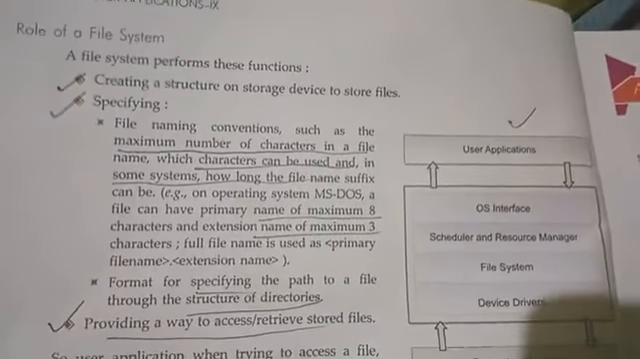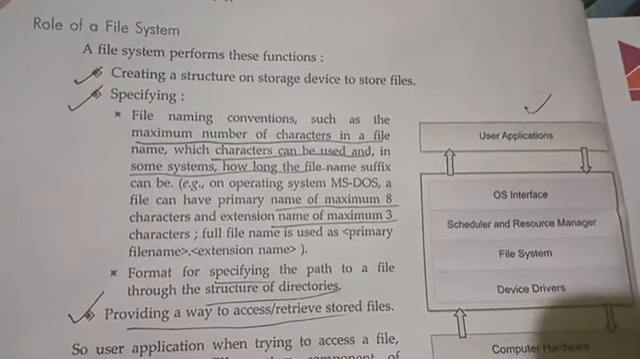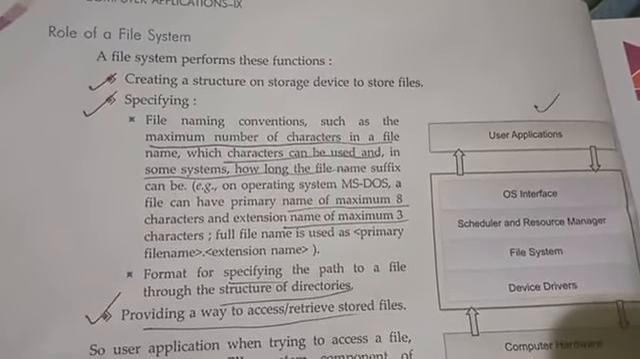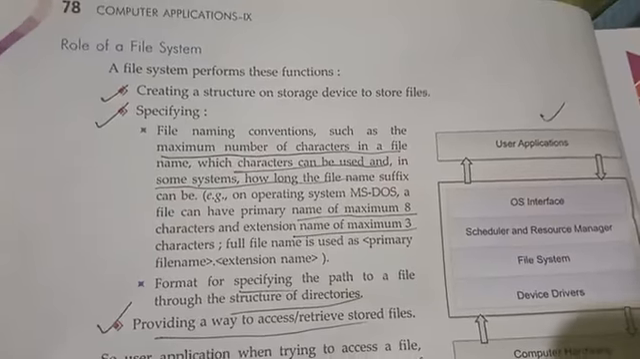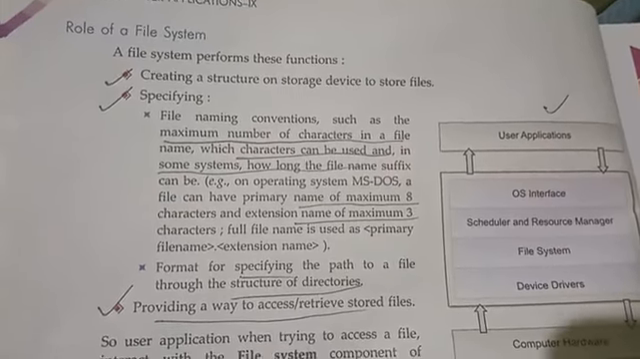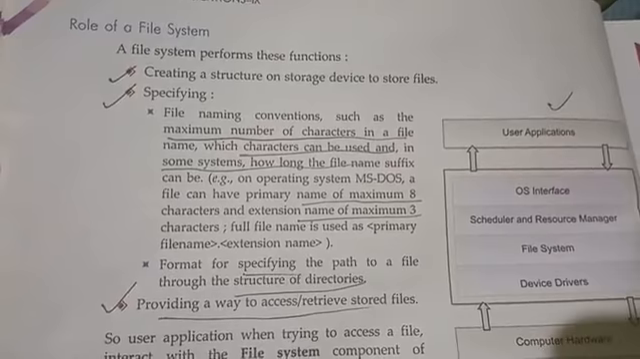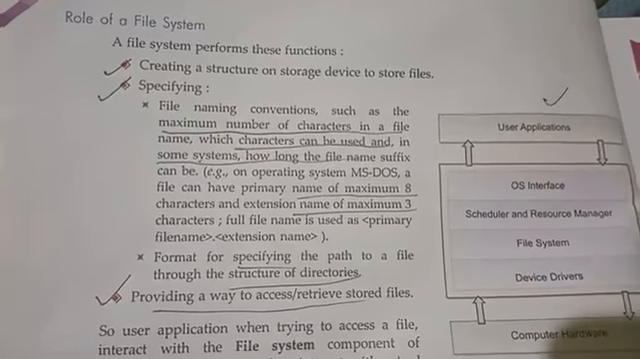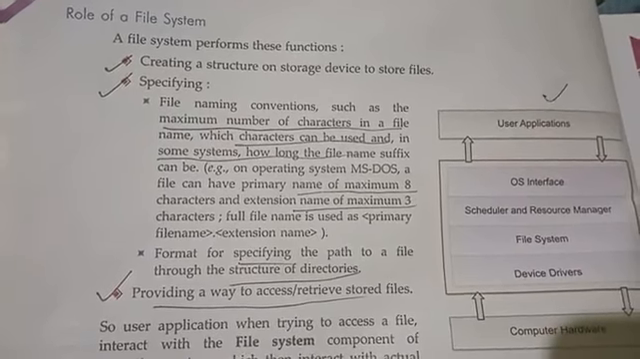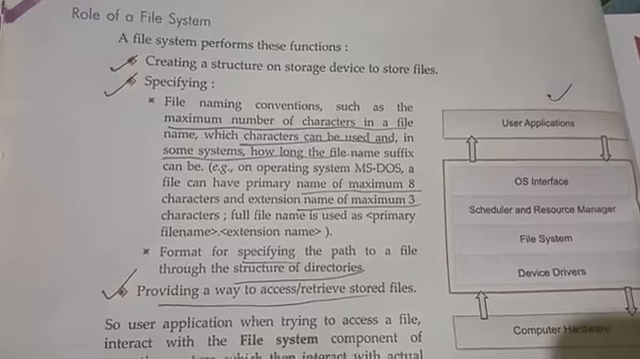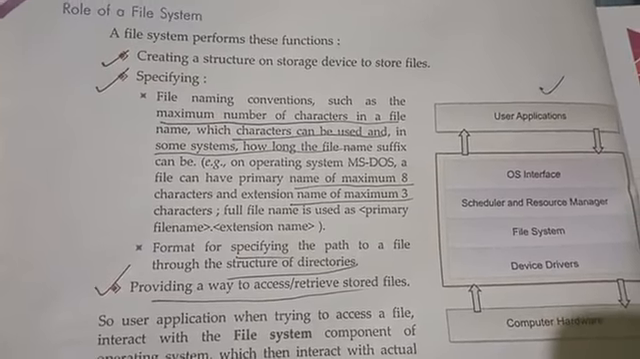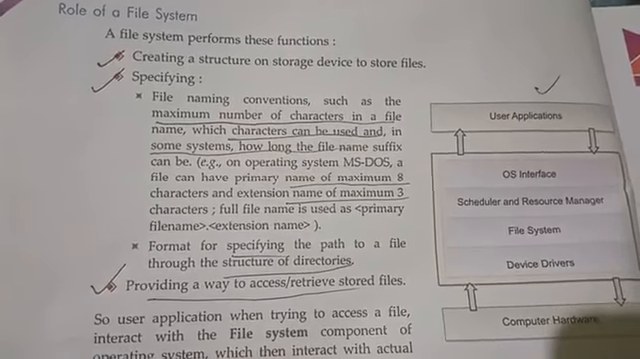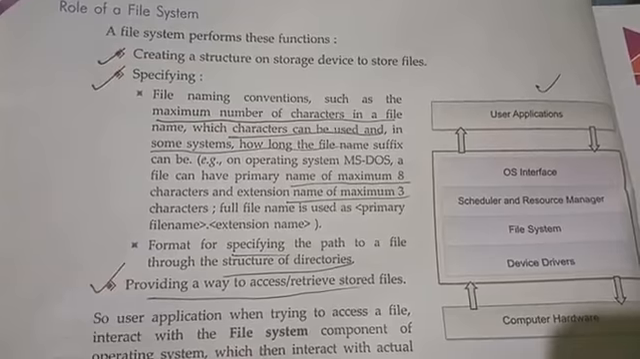Then we need to study the role of file system. The file system performs functions like creating a structure on a storage device to store files. Second, specifying the file naming convention, which means that we need to give the name of the file and there are some rules. Then how many characters are allowed in the file name, and what is the extension of that file. That rule is also defined by the file system.